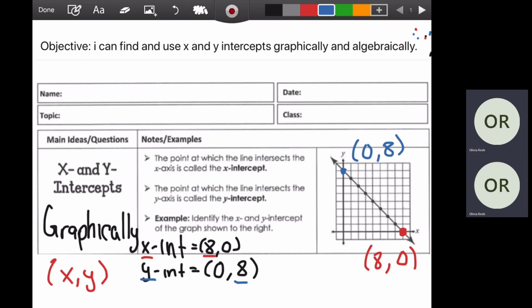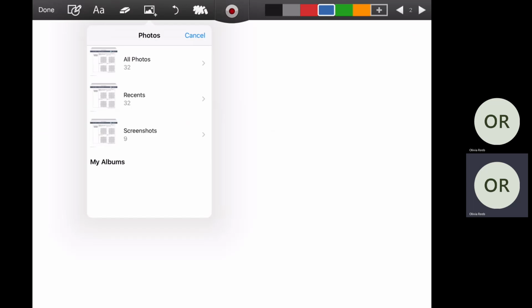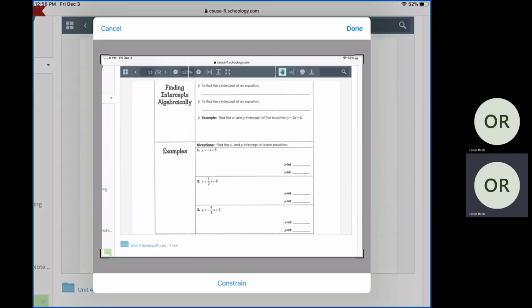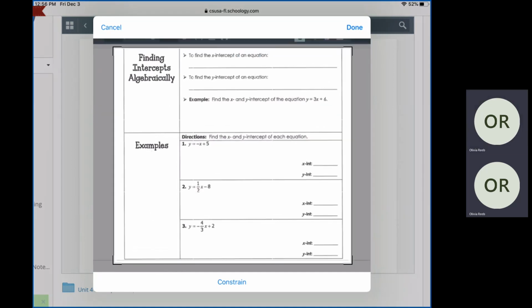Moving on to algebraically. All right. I really should have set this up beforehand, but I did not think about it.